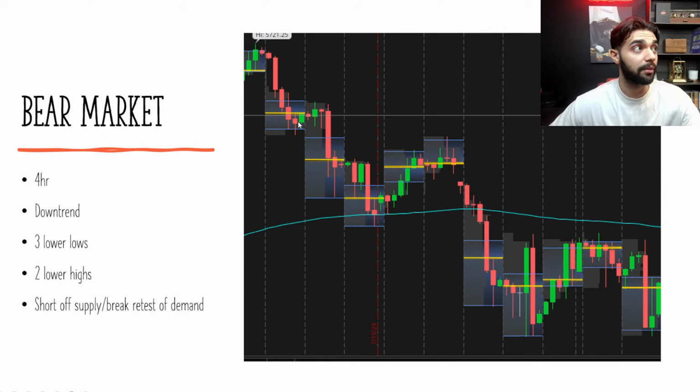In a bear market, right? Same exact thing, but to the other side. We want to see on the 4 hour a downtrend, 3 lower lows and 2 lower highs. And what we're doing when we see a bear market coming in, my favorite kind of market, by the way, is a short off supply or a break and retest of demand. Now, let's open this up right here.